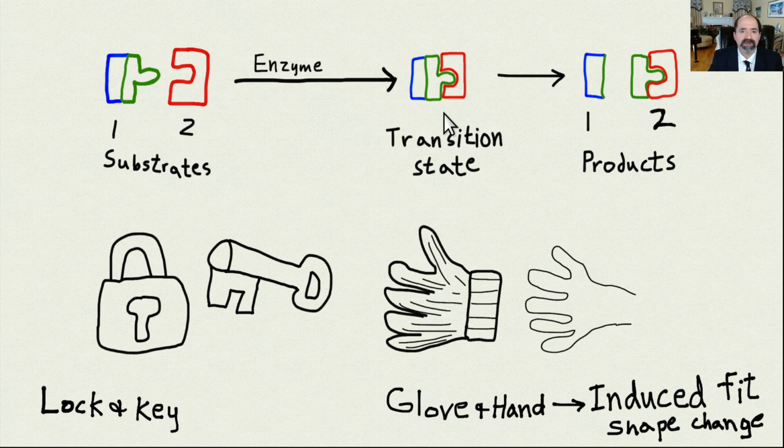This will be the transition state of the chemical reaction, and then the substrates will separate from each other in a new form, where this will now be product number 1, product number 2. The classic description of enzyme and substrate is that the enzyme is like a lock and the substrate is like a key. And then as the study of enzymes became more sophisticated, it was realized that it's a little bit more like a hand going into a glove, whereby as the substrates enter the enzyme active site, they change the shape of the glove a little bit, and that's called an induced fit.